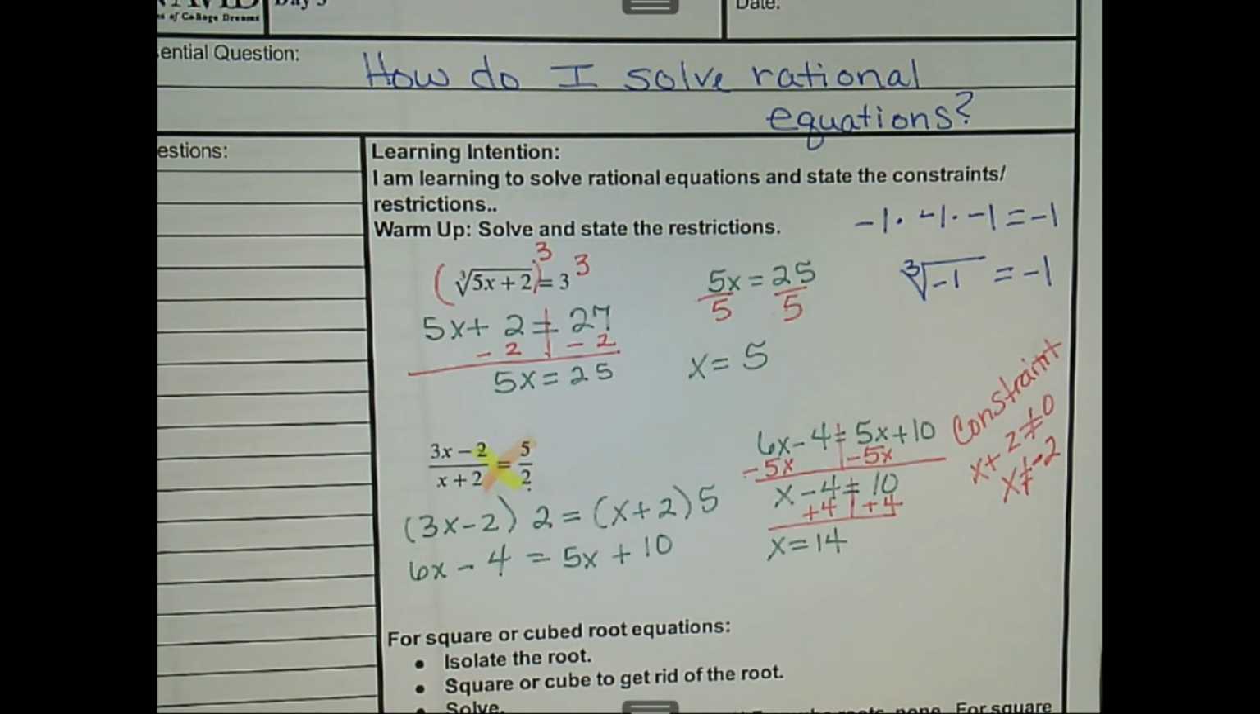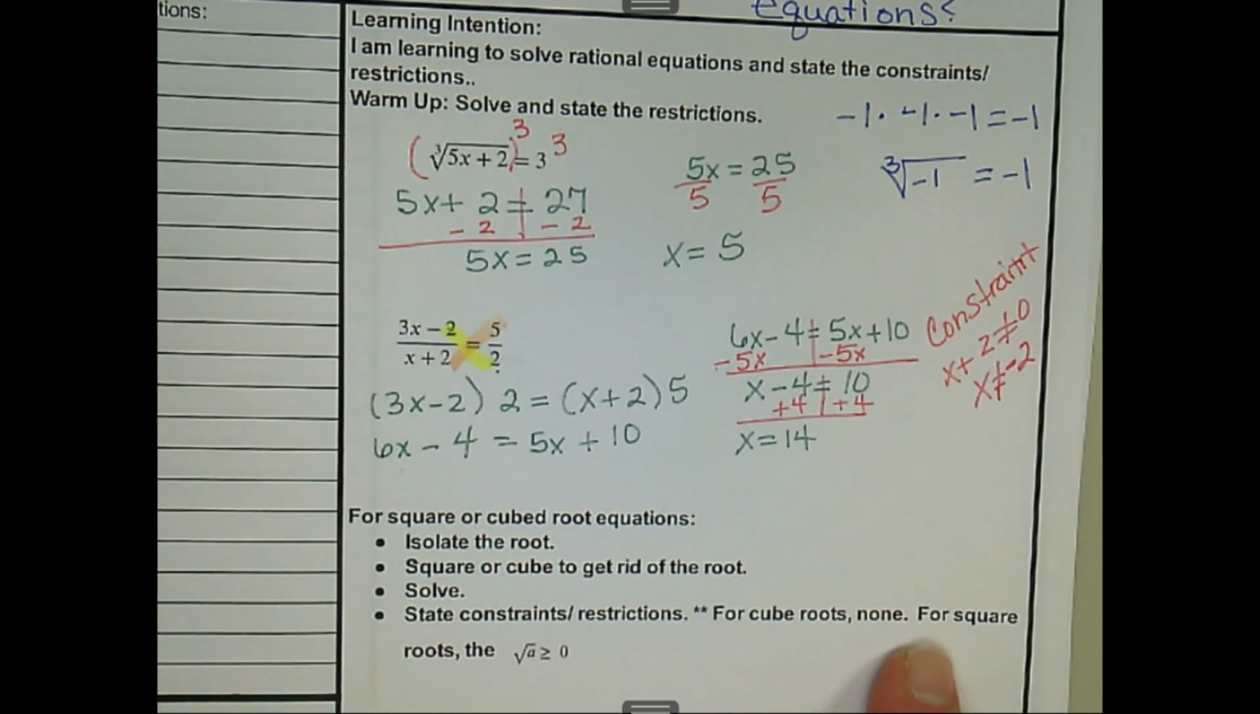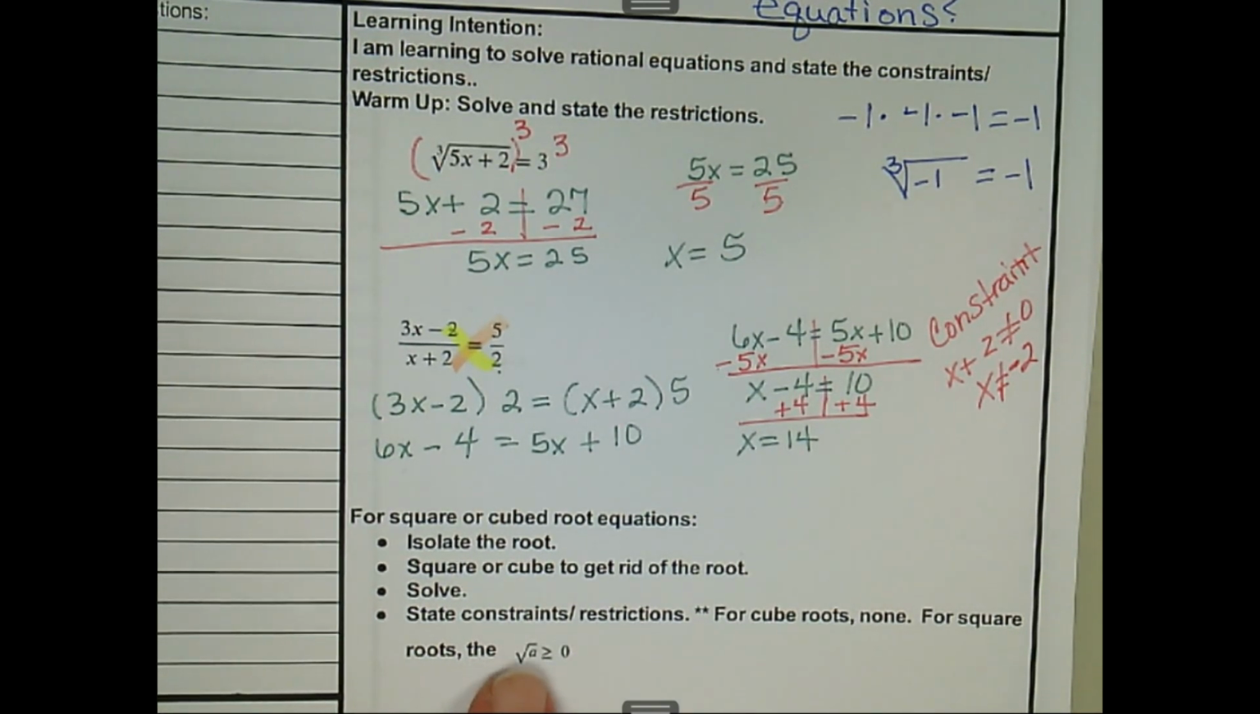Okay, so for square or cubed root equations, first you'll isolate the root. Then you'll square or cube to get rid of the root. Of course, if it was a fifth root, we'd have to take it to the fifth power to get rid of it. We're not going to go into that high a depth. So, square or cube, get rid of that root. Solve, state your constraints. For your cube roots, there are none. For your square roots, remember, the square root of a has got to be greater than or equal to 0.